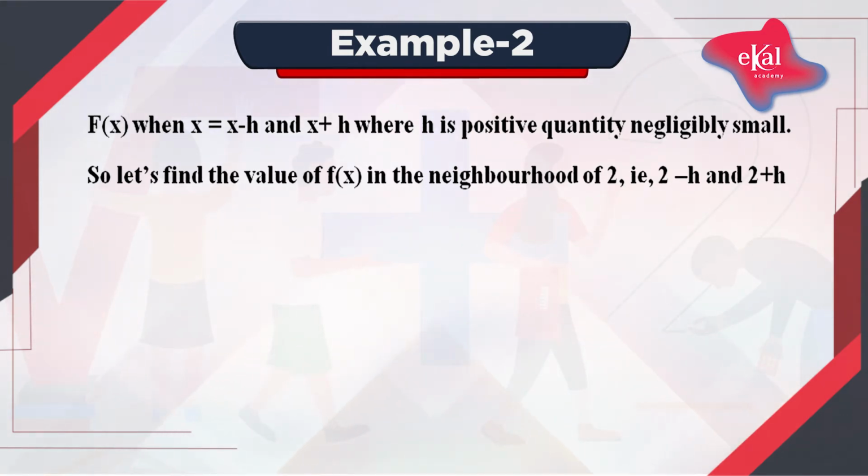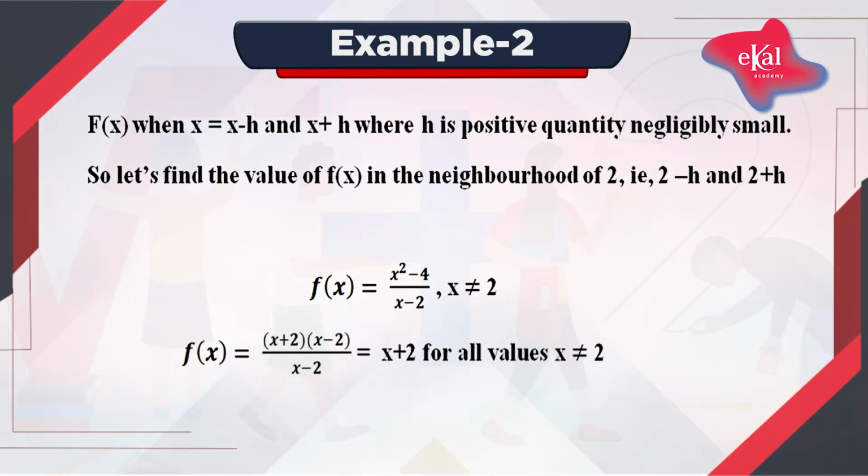When we find f of 2 minus h, before that just look at the function. Let us see what the function exactly is. f of x equal to x square minus 4 upon x minus 2 for all values x not equal to 2. This can be simplified: x plus 2 into x minus 2 upon x minus 2, which is equal to x plus 2. So f of x equal to x plus 2 for all values x not equal to 2.